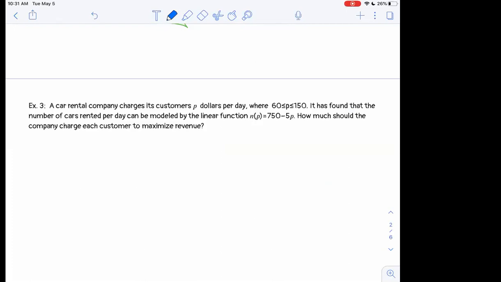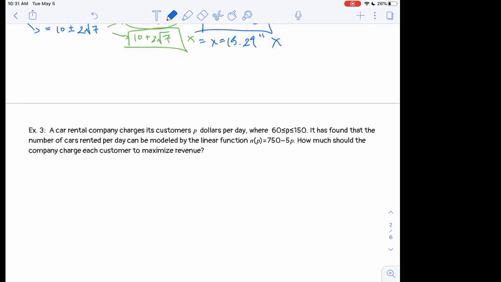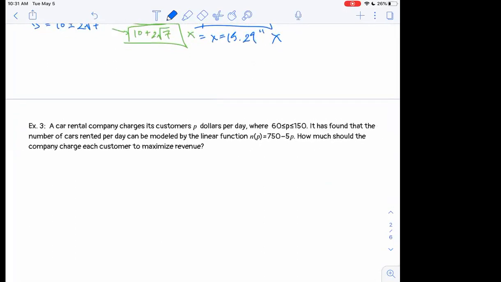It has found that the number of cars rented per day can be modeled by this function, N of P equals 750 minus 5P. How much should the company charge each customer to maximize the revenue? So this is maybe a little bit more important for some of us when we think about wanting to maximize our income on certain things.